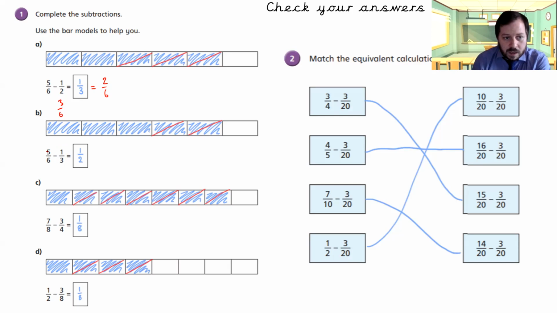Same here. 5/6 minus 1/3, that's times by 2 is 2/6. So that would be 3/6. Both of those are divisible by 3, which gets you to 1/2. So either answer is fine.